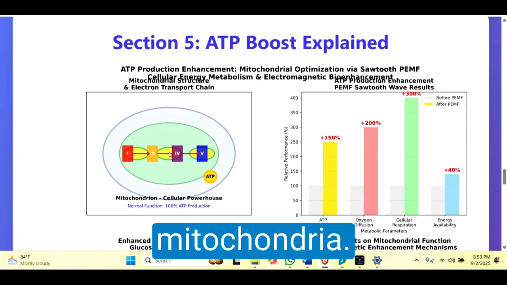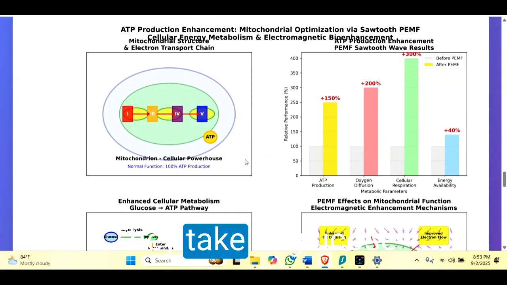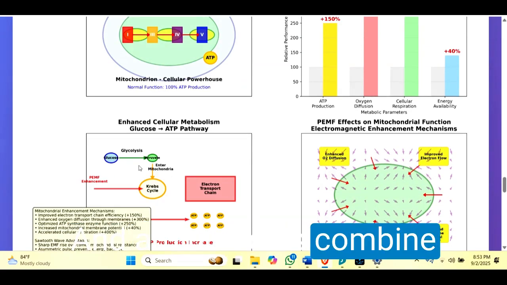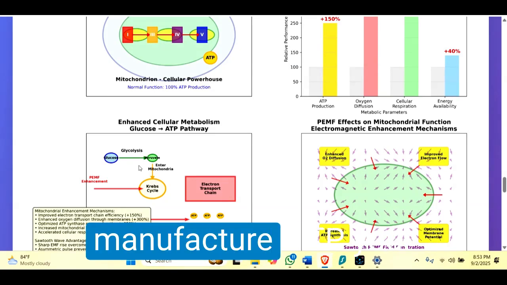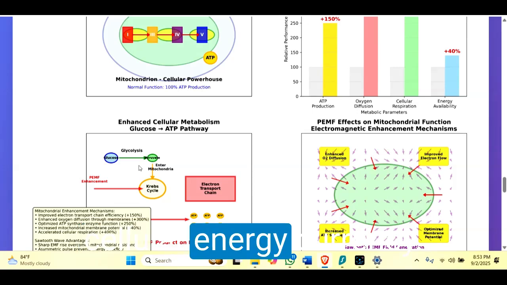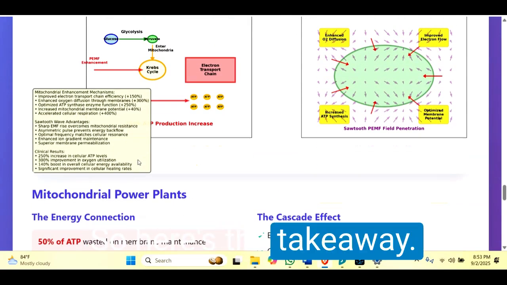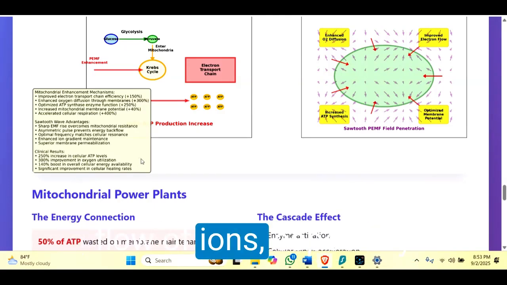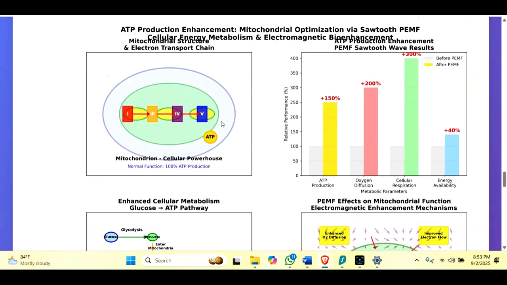So here's a little mitochondrion. That's what it's supposed to represent. Think of mitochondria basically like tiny factories with assembly lines. They take in glucose and fatty acids and amino acids, combine them with oxygen, and through a complex process called oxidative phosphorylation, they manufacture ATP, your cellular energy currency. Okay, so it's a chemical series of bonds that are storing energy. So here's the takeaway. This process is entirely dependent on proper ion gradients. Without the right flow of ions, especially hydrogen ions, across mitochondrial membranes, ATP production basically will grind to a halt.